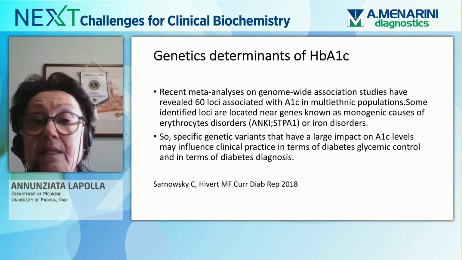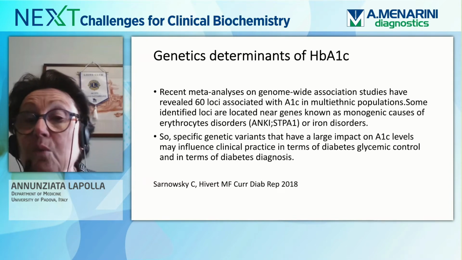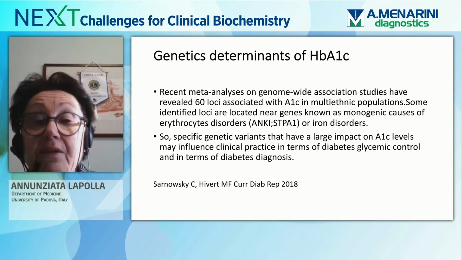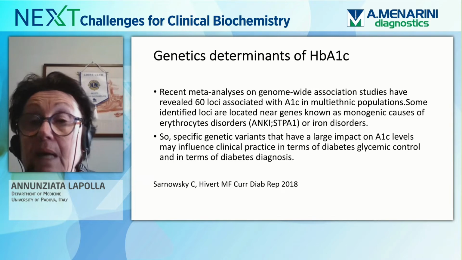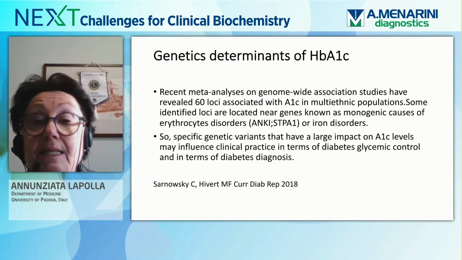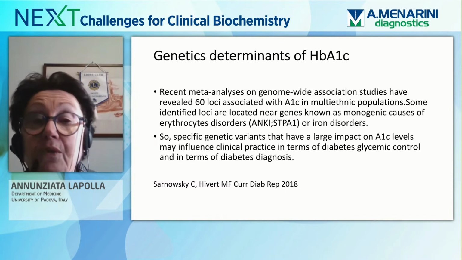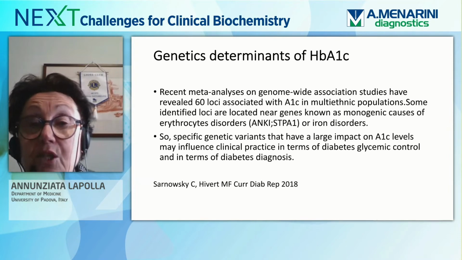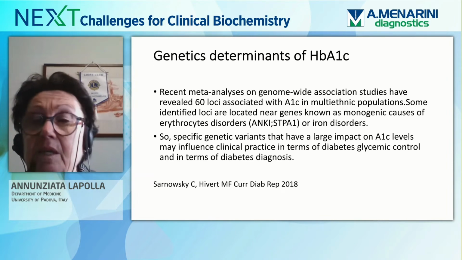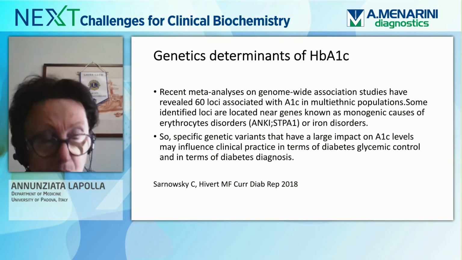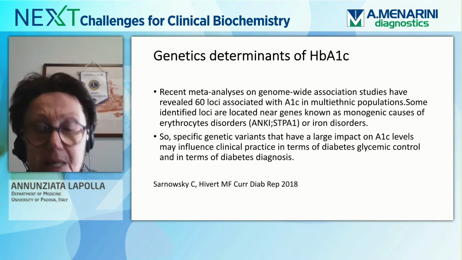In fact, a recent meta-analysis of genome-wide association studies has revealed 60 loci associated with HbA1c in multi-ethnic populations. Some loci are located near genes known as monogenic causes of disorders of erythrocytes. So, specific genetic variants that have a large impact on HbA1c levels might influence clinical practice in terms of diabetic glycemic control and in terms of diabetes diagnosis.